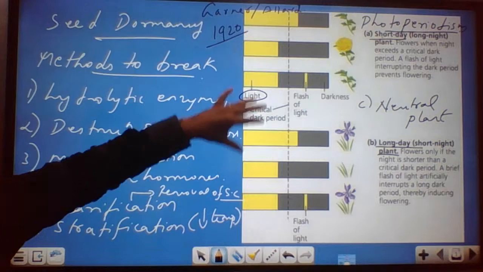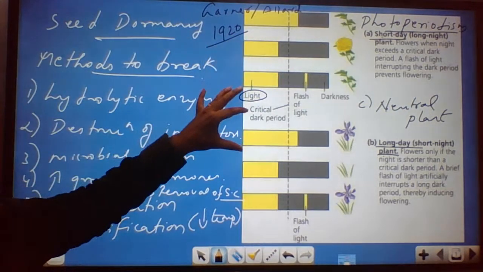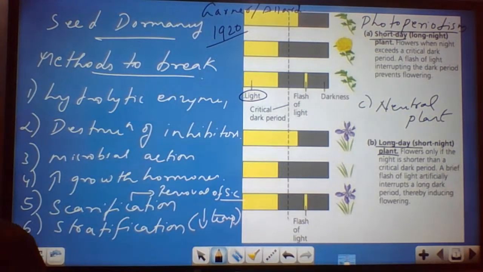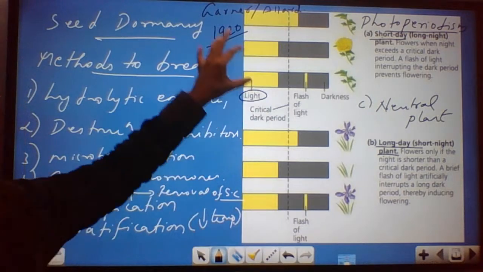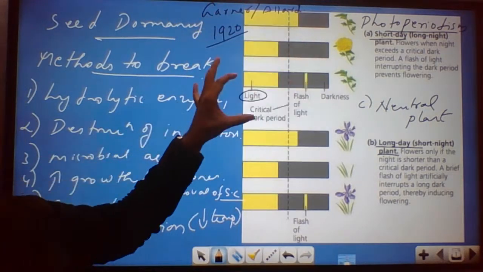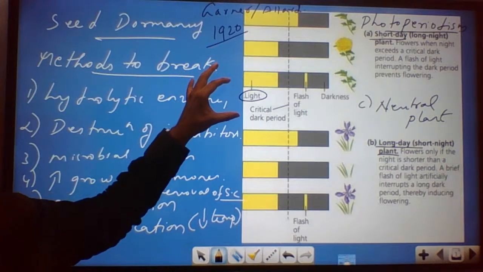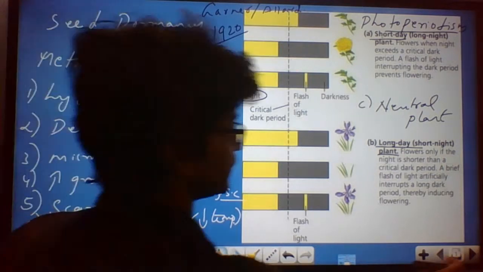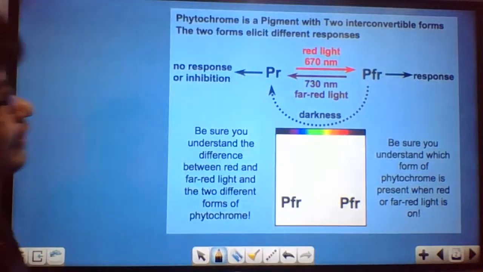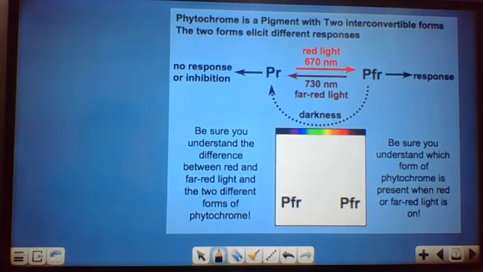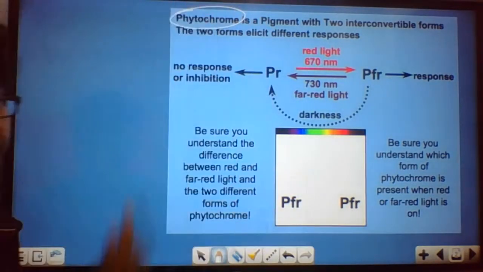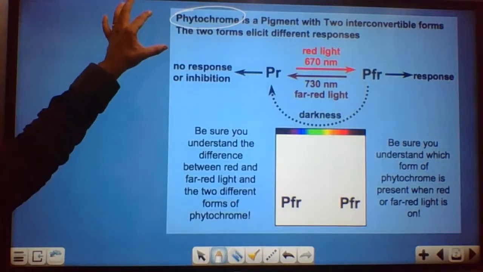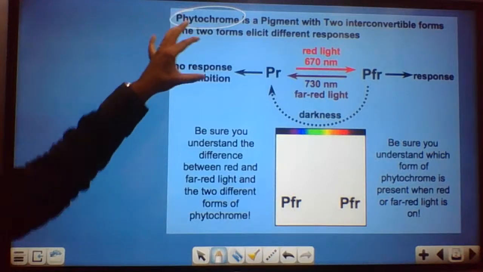Coming to the classification of short day plants and long day plants, before that you need to understand perception. When you come to the principle behind this, you need to understand the perception of photoperiodism. What is the perception here? There is a specific pigment that we call the phytochrome pigment. This is the main pigment which is responsible for photoperiodism.